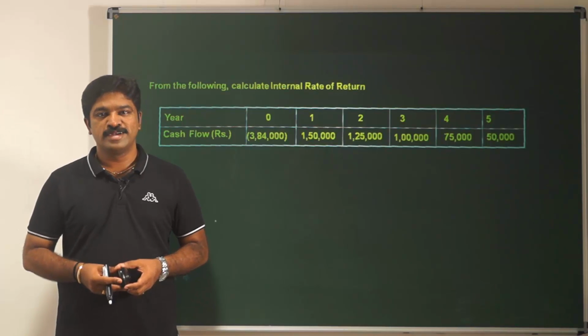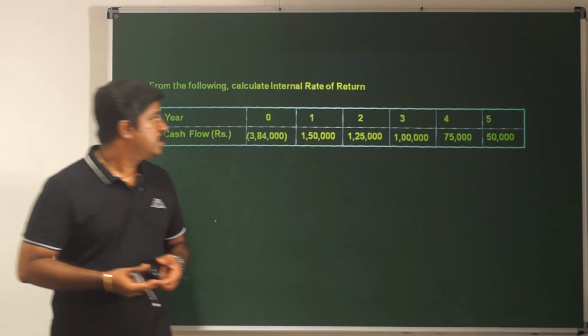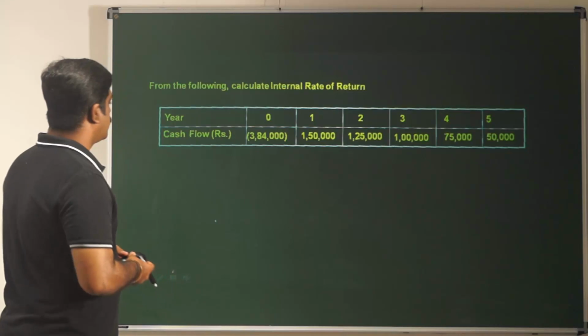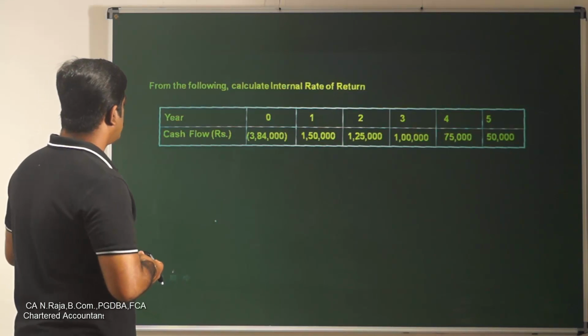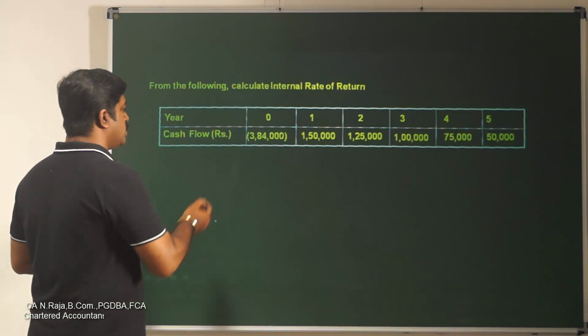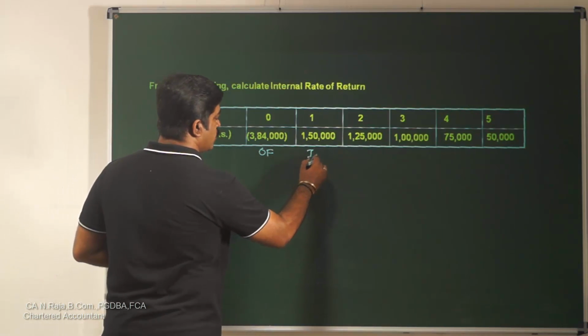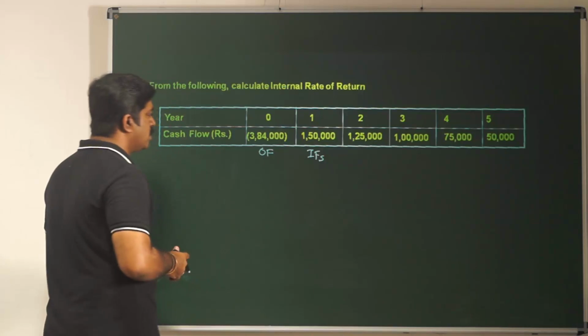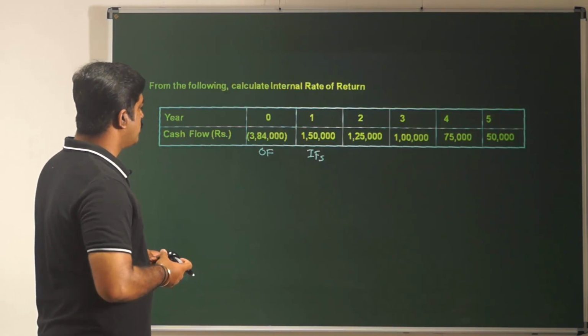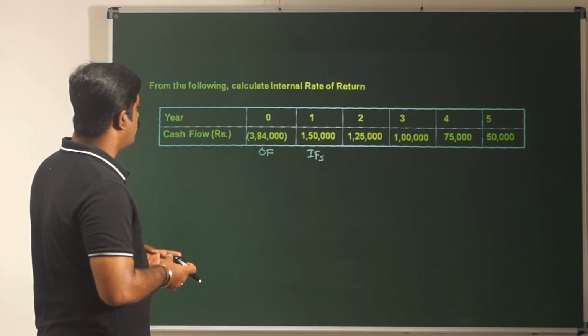Another case study on internal rate of return. We have to calculate internal rate of return where we are given information about cash flows. Year 0, this is an outflow. Year 1 to 5, they are all inflows. So very simple, you are given the outflows and inflows for a period of 5 years. You have to find out IRR.